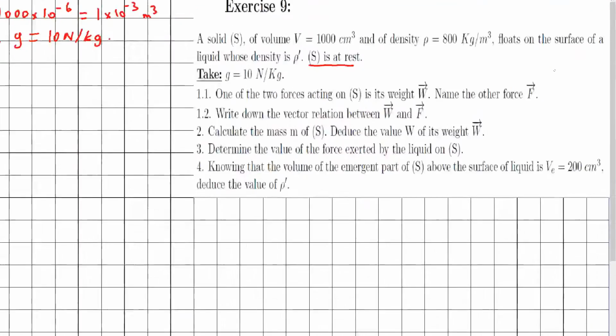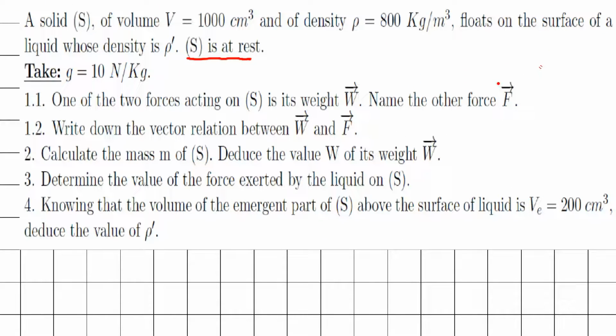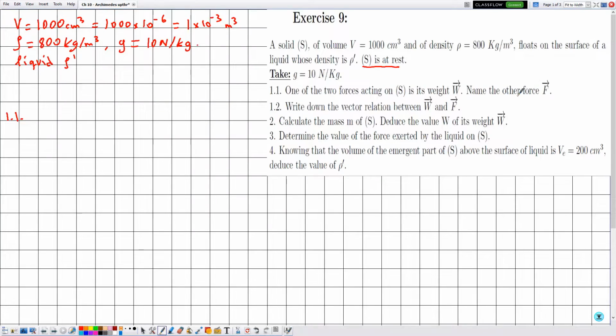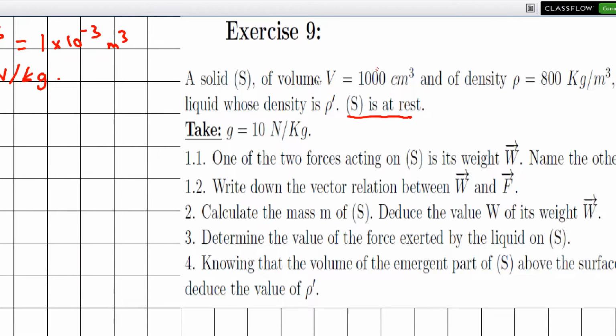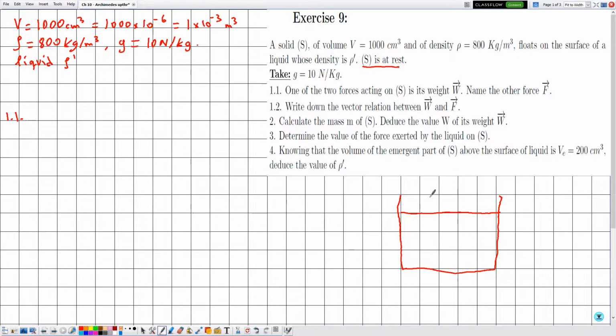Now 1.1, one of the two forces acting on S is its weight W, name the other force. So here let me do a small sketch. Let's suppose that this liquid is contained in this container. Here they didn't mention the shape of the solid, but let's consider that the shape of the solid is a cube. Now the shape is not important. So this is the solid S floating on the surface of the liquid. This is the liquid of density rho prime, and the density of the solid is rho.